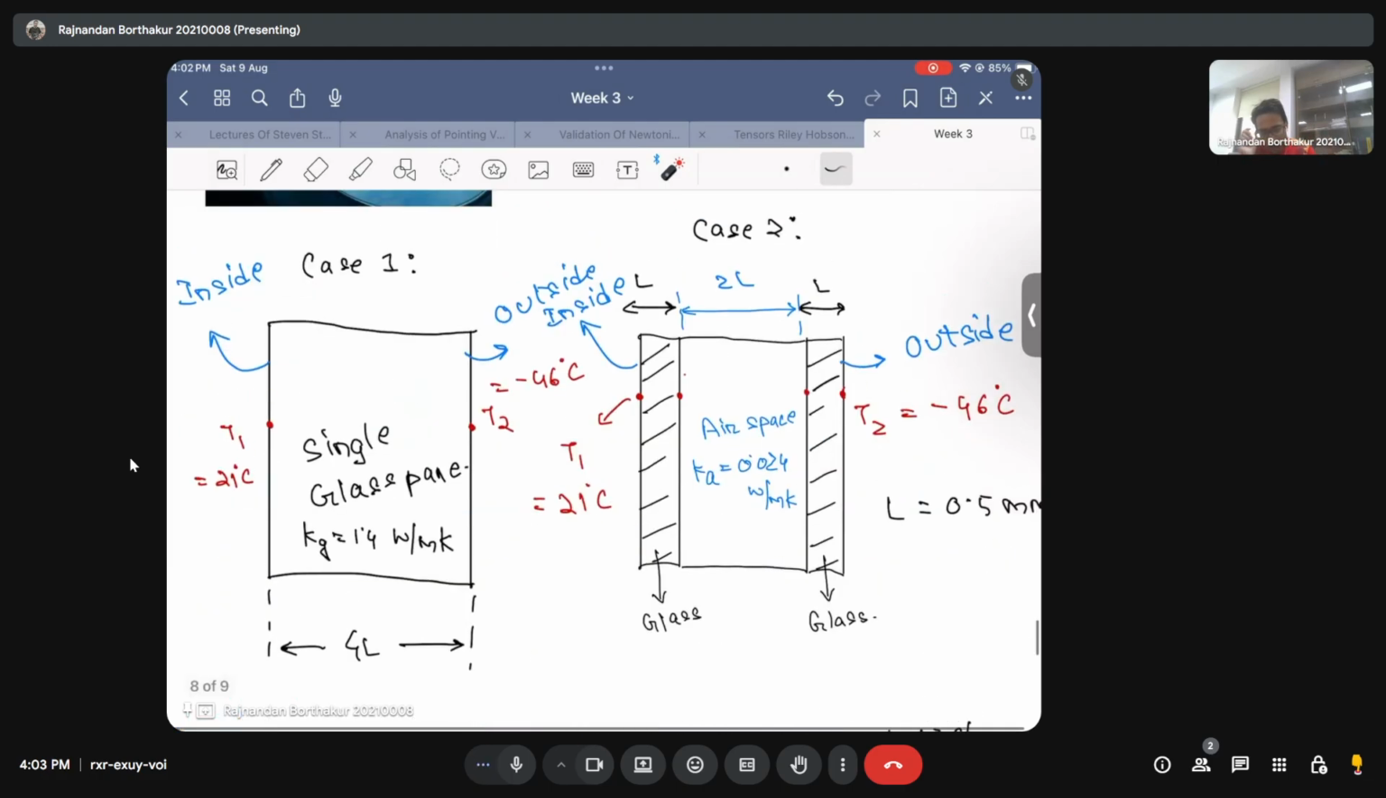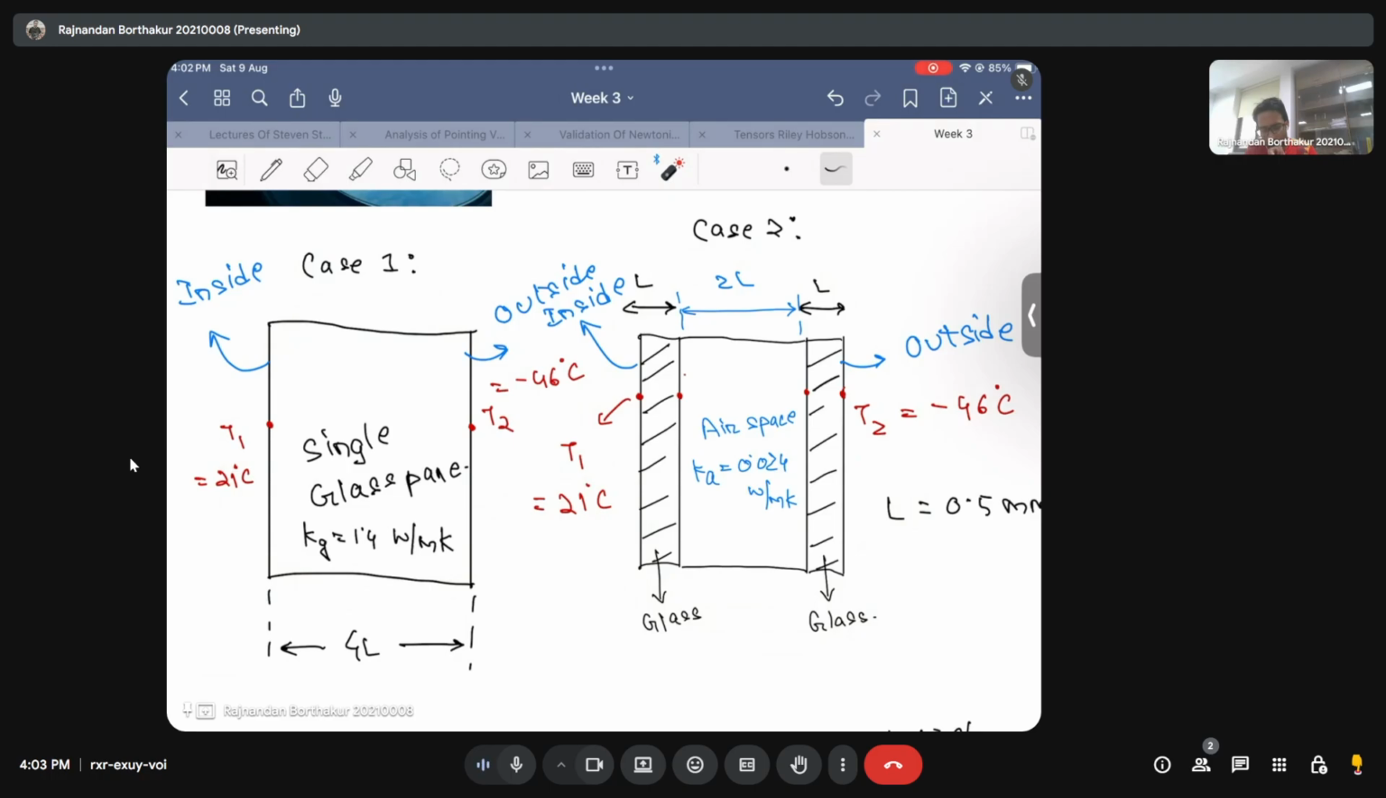So this is the second configuration that is typically used in aircraft, and we will prove that the second configuration is much more beneficial in terms of minimizing the heat loss, and the first configuration is not desirable. And this we will do by using the concept of resistance network.